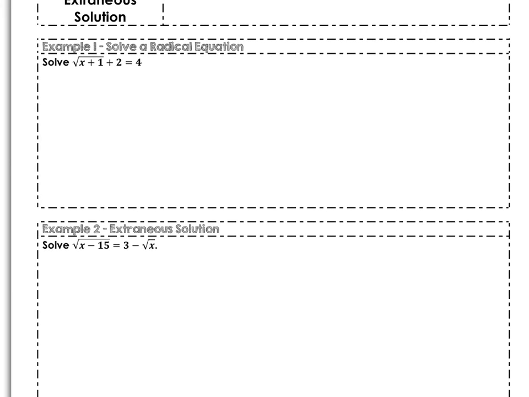The whole purpose when we solve an equation is to isolate our variable. When we're dealing with a radical equation, though, we first need to isolate our radical expression. So looking at example 1, we're first going to subtract 2 from both sides of our equation, leaving us with the square root of x plus 1 equals 2. So now I need to deal with the radical.